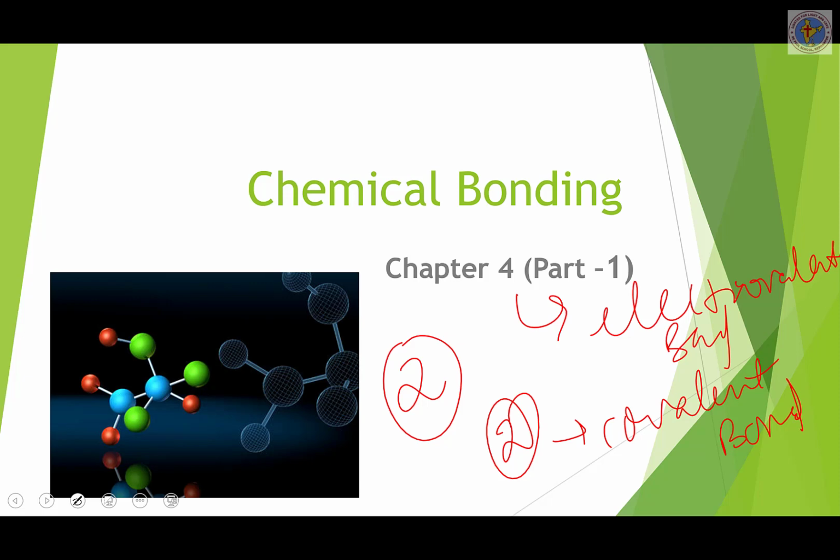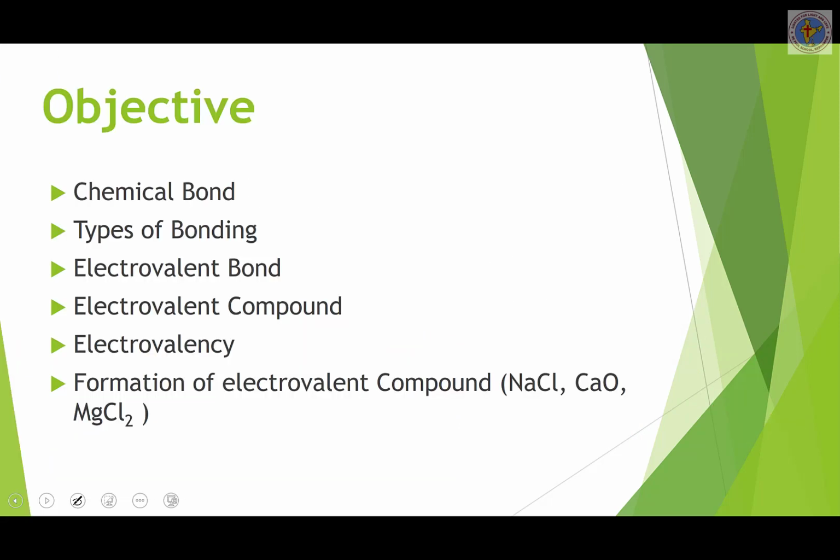Okay, so let us start today's session. Children, in this video, our objective is to cover the following topics: chemical bond, types of bonding, electrovalent bond, electrovalent compound, electrovalency, and formation of electrovalent compound, that is, we are going to learn about the formation of NaCl, that is sodium chloride, CaO, that is calcium oxide, and MgCl2, that is magnesium chloride.